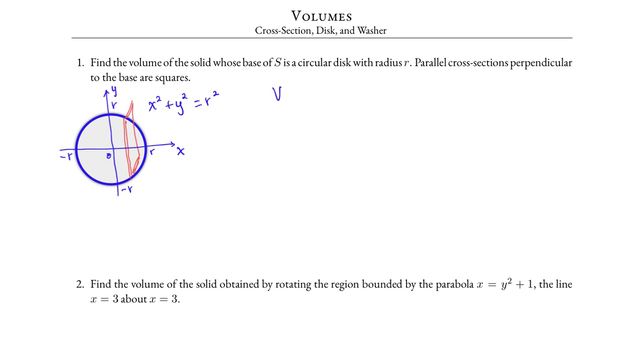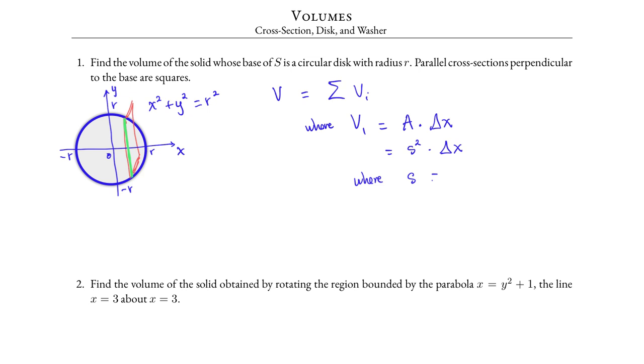Now, the volume of the solid is the sum of the volumes of each of the cross sections, where each of the representative cross sections has a volume given by the area times the thickness. But the area of the square is S squared, where S is the side of the square, which is the vertical distance in the diagram.